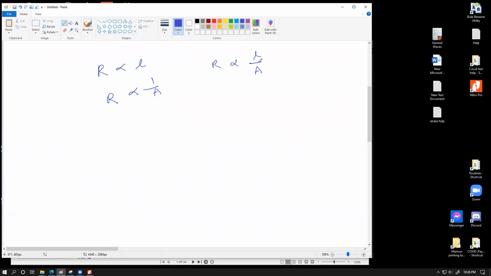If we want to make this proportionality into an equation, obviously with a constant of proportionality, we're going to get R equals rho L by A. So this rho is what we call the resistivity, and this is a new term that is brought to your knowledge, I believe.